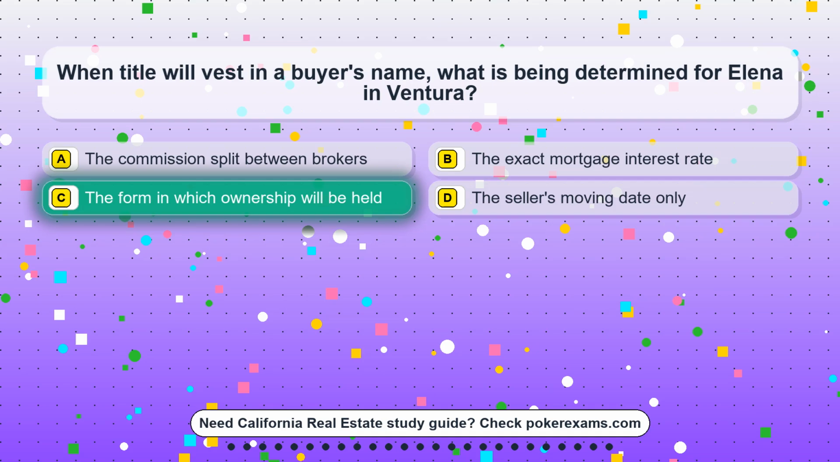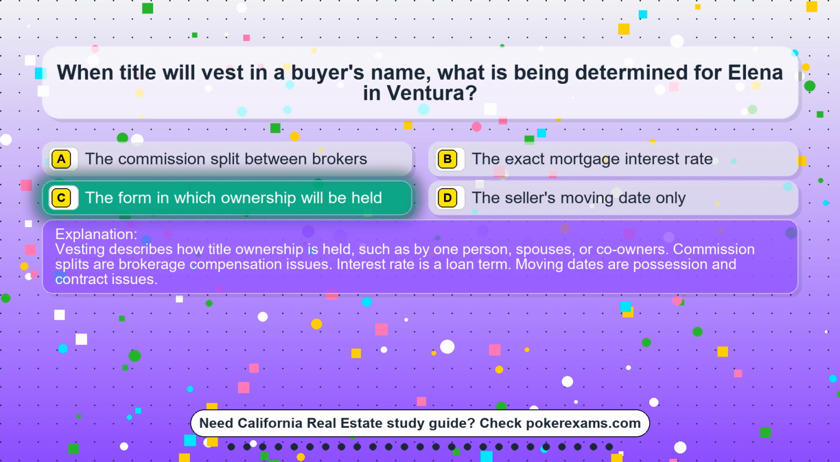The correct answer is option C. The form in which ownership will be held. Vesting describes how title ownership is held, such as by one person, spouses, or co-owners. Commission splits are brokerage compensation issues. Interest rate is a loan term. Moving dates are possession and contract issues.